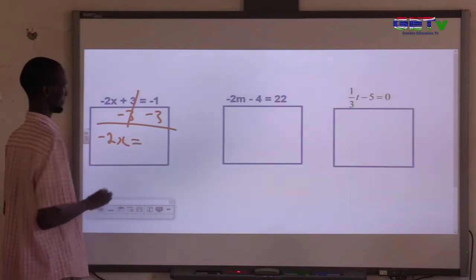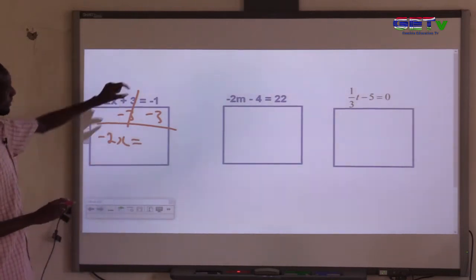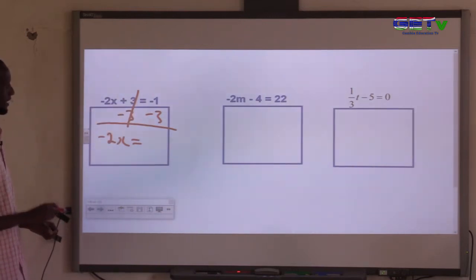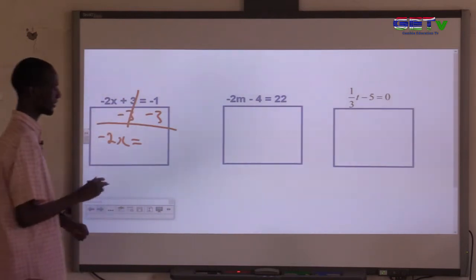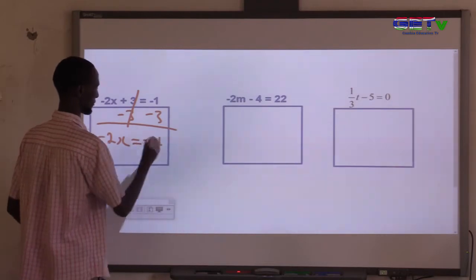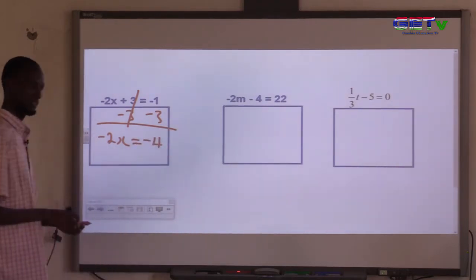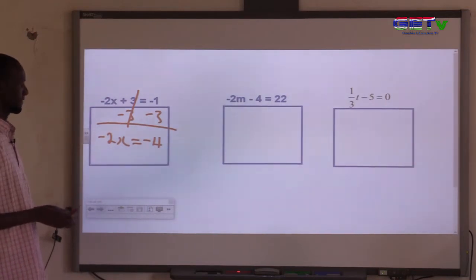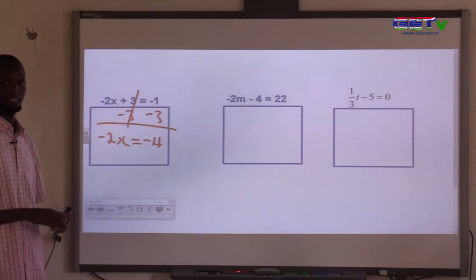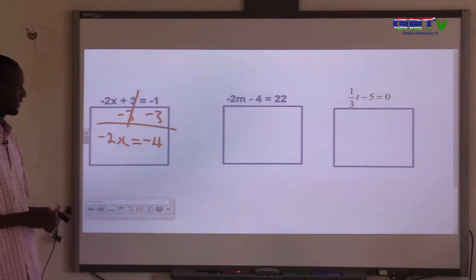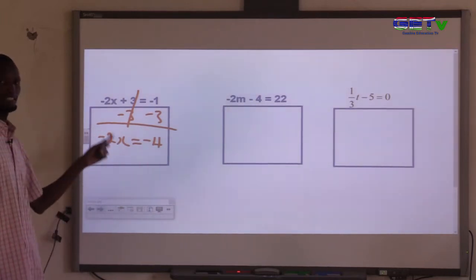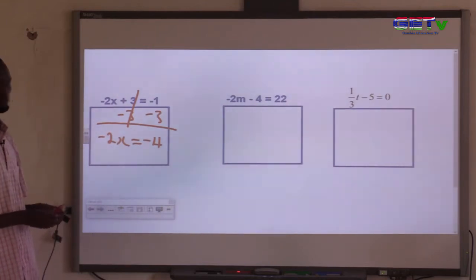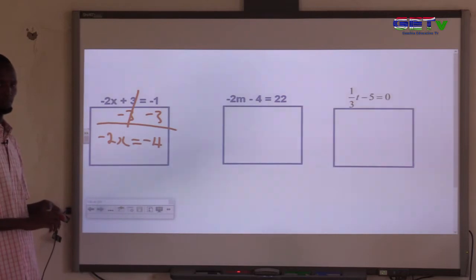Equals. Now, minus 1 minus 3, if you apply your integers, should lead you to negative 4. But is our variable alone now? No, there's still a number there. That needs to be undone from there. And negative 2x is negative 2 times x. That is a multiplication. So we need to undo that multiplication by dividing.